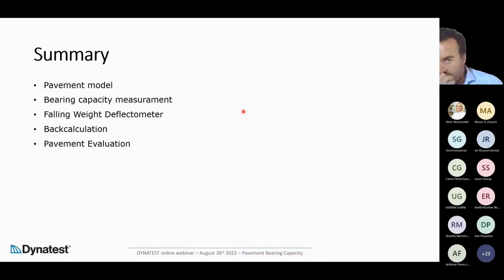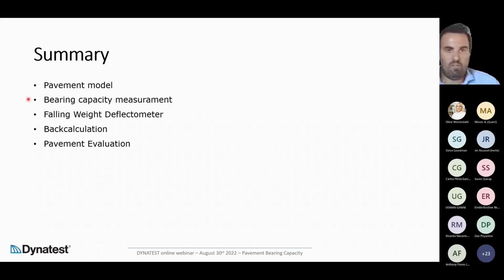And so we arrive at the summary. In this short webinar, we have seen what a pavement model is. It is very important that you have in mind the model of your pavement, so that you can simulate different layers, because each layer is characterized by a material that has a different performance criteria from the others.